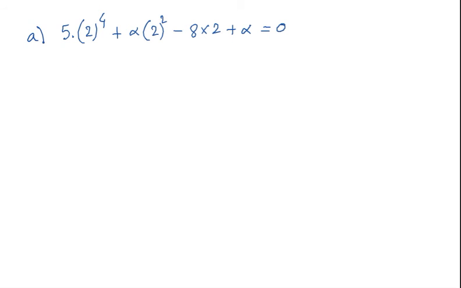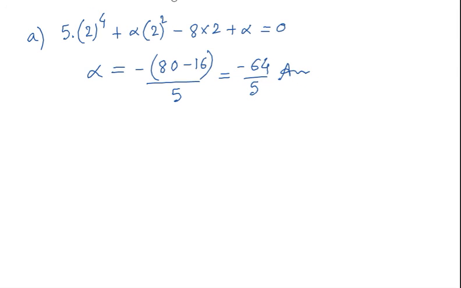So for the first question, we can find alpha to be equal to minus 80 minus 16 by 5. So the alpha value for the first question is going to be minus 64 by 5. Okay, this is the answer for the first question.